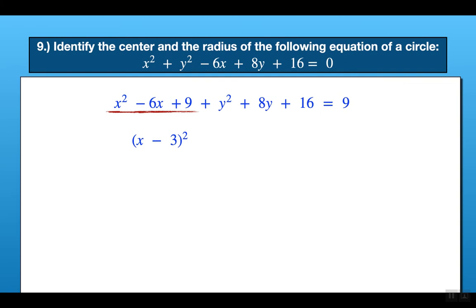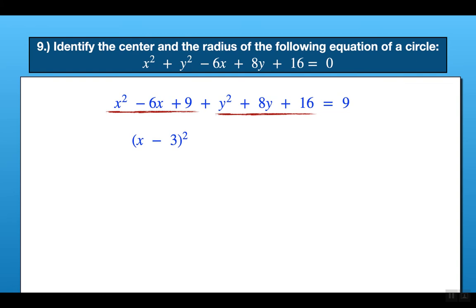How did I get x minus 3? The way that I got it is because I need two numbers that when you multiply them together equal 9, but when you add them, they have to equal negative 6. Those numbers are negative 3 and negative 3. Negative 3 times negative 3 will give me positive 9, and negative 3 plus negative 3 will give me negative 6. Now I'm going to do the same thing with the other expression on the right, y squared plus 8y plus 16. Try to answer it in your head before you see it on the screen.